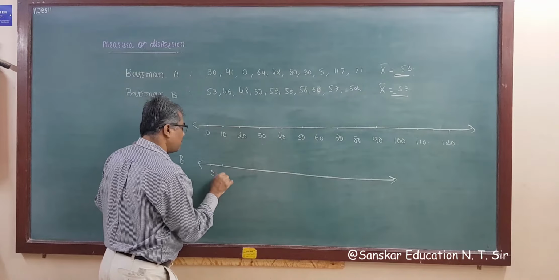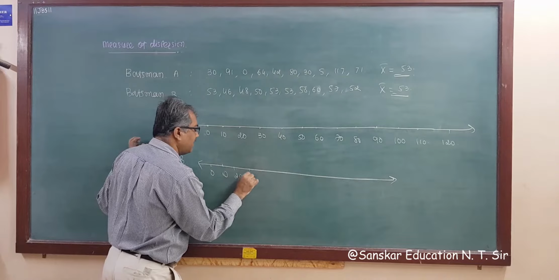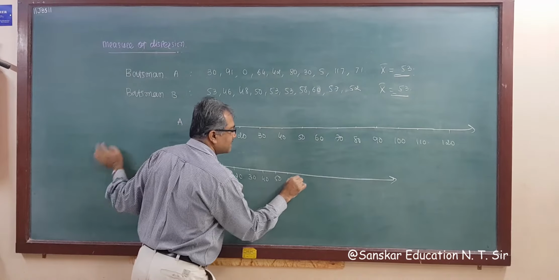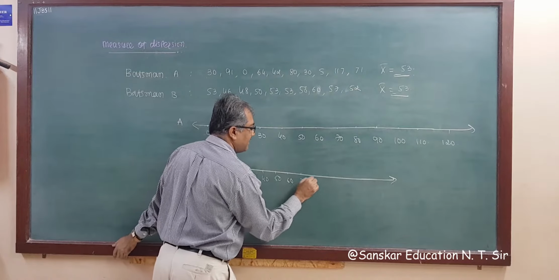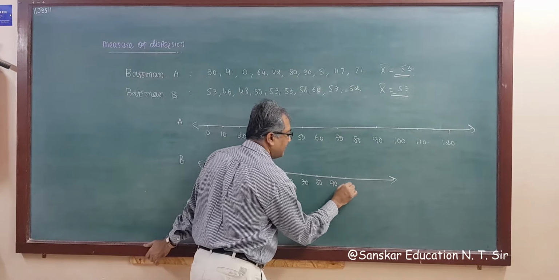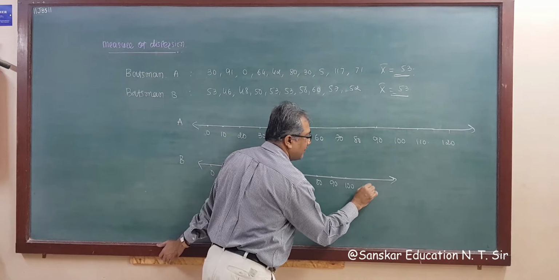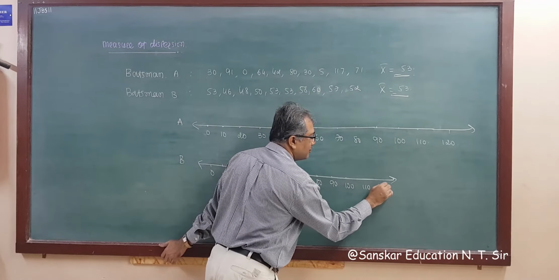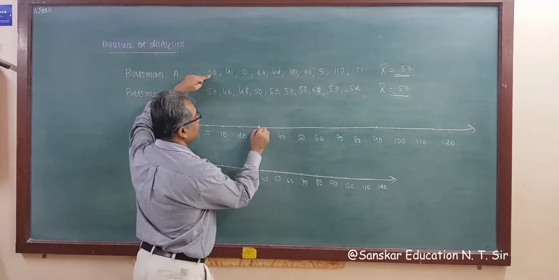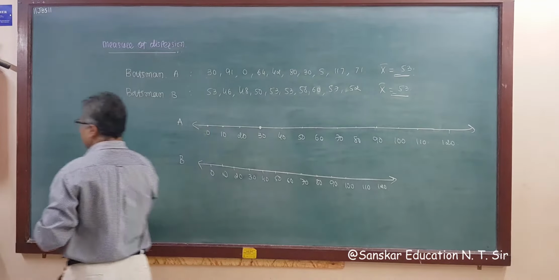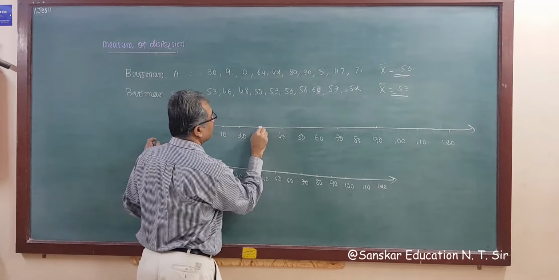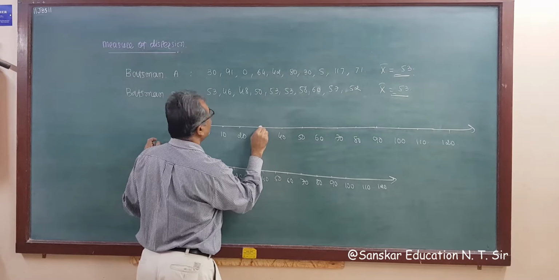So I am writing 0, 10, 20, 30, 40, 50, 60, 70, 80, 90, 100, 110, and 120. Now 30 is one of these observations, which I am representing by color chalk. So by color chalk, this is 30.